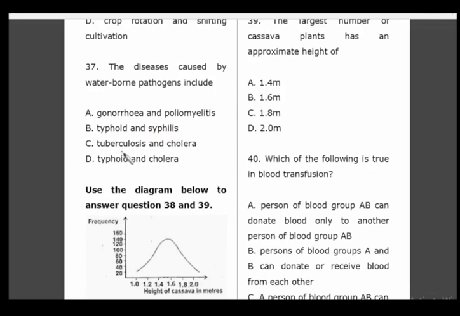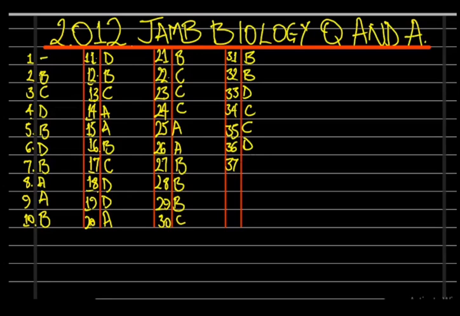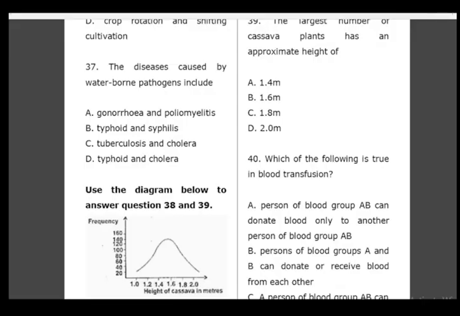It's a sexually transmitted disease or infection. And then we have tuberculosis and cholera. Tuberculosis is a respiratory disease. It is not necessarily transmitted by waterborne pathogens, even if cholera is. And then we have the last one there to be option D. Option D says typhoid and cholera. Yes, those are the answers to our question. That is where our answer lies. And then we move to question 38.